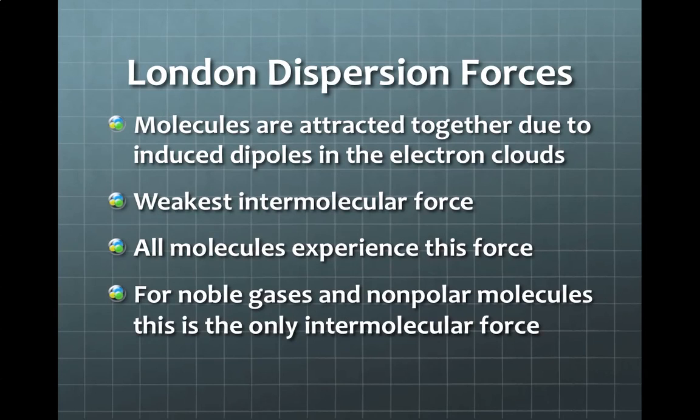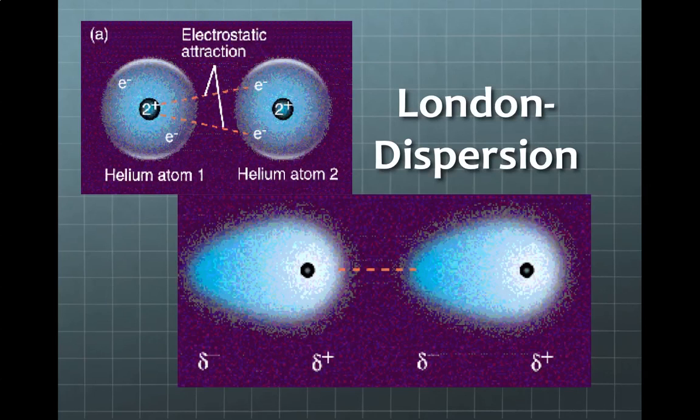For noble gases and nonpolar molecules, this is the only type of intermolecular force that they undergo because they don't have dipoles in general unless we have that momentary interaction between them inducing a dipole. Here's an image of it. So I have two helium atoms that come close to one another. As they come closer to one another, the electrons of the one atom are going to be attracted towards the proton or the nucleus of the other one. That nuclear charge, that effective nuclear charge, is going to be pulling or attracting those two slightly.